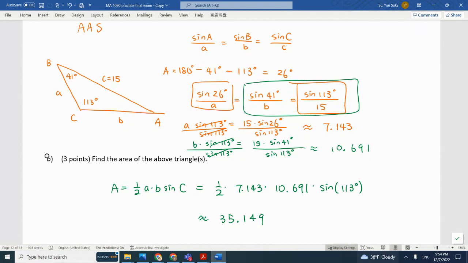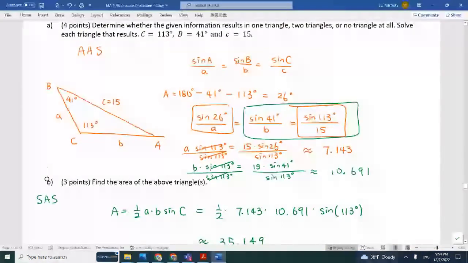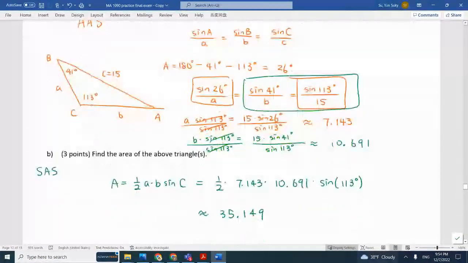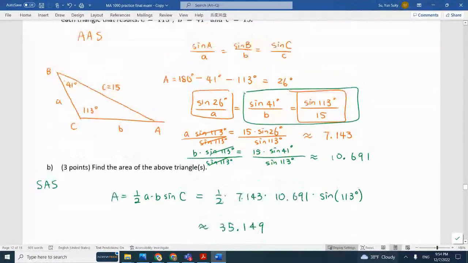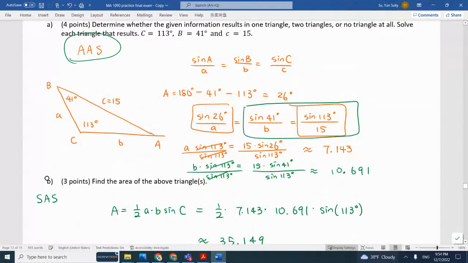And you use it if you know side, angle, side. But because in part A we already solved all the angles and sides, that's why you can use this formula, even though we started with angle, side, angle. Okay. All right, keep going.